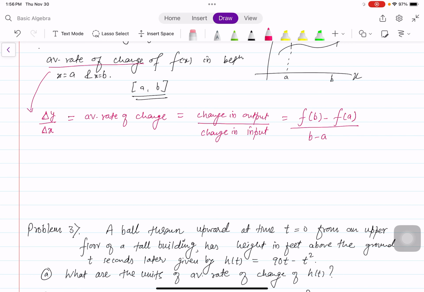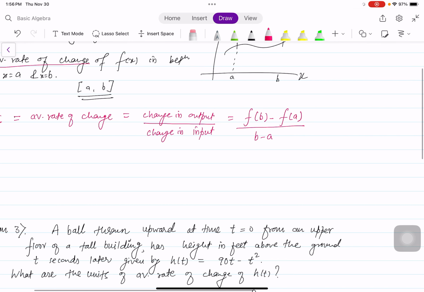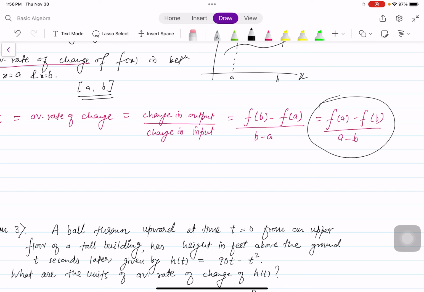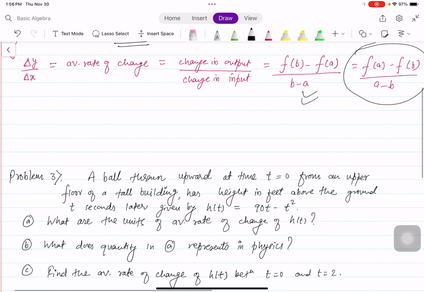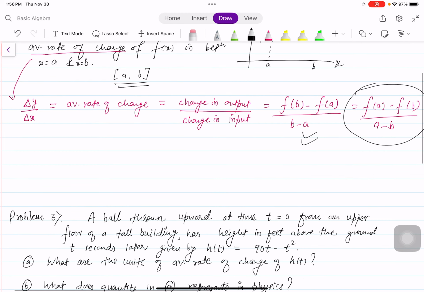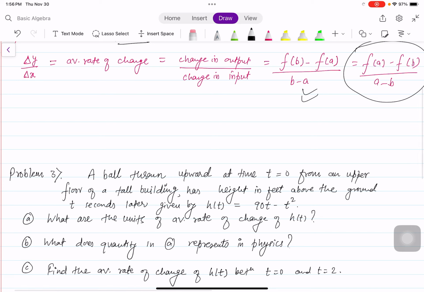You can also write it the other way around, but make sure you write it in this fashion. Normally we do not use that concept. It will give you the correct answer, but we do not use it. We only use this one. Since this is also a slope, it will give the correct answer, but we prefer to write this one.